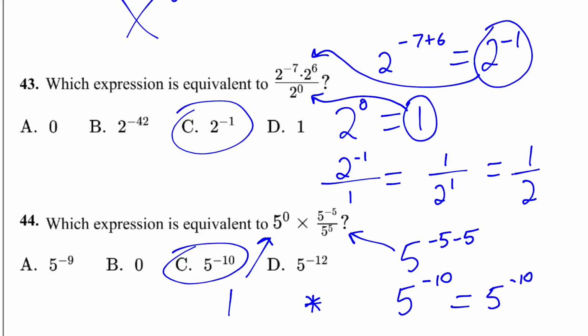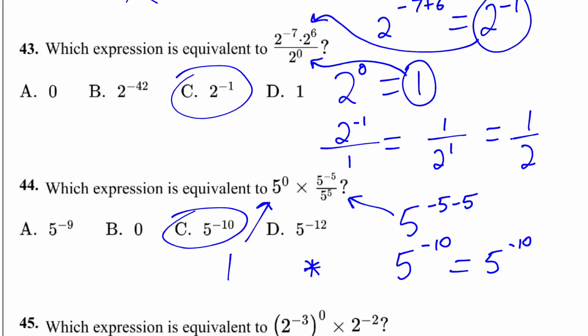For 43, first, I use the product rule. Negative 7 plus 6 is negative 1. That's my top. Then I know that 0 exponents will just give me 1. So 2 to the negative 1 over 1 is the same thing as just 2 to the negative 1. C. If that wasn't an answer choice, we could think of 2 to the negative 1 rewritten, where 2 to the negative 1 goes to the bottom as 2 to the positive 1, or 1/2. But you didn't have to do that for 43.